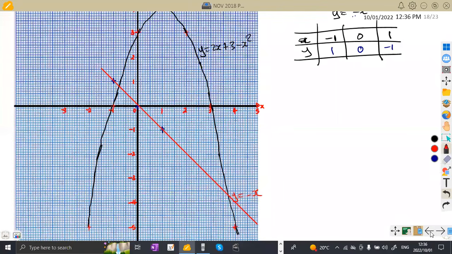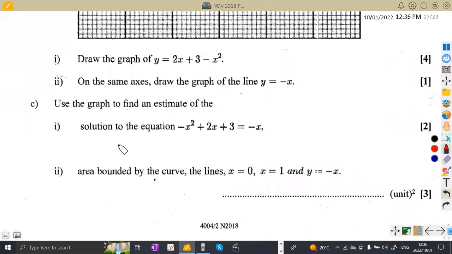Okay, what about the other part of the question? The question now is to solve this equation. So guys, this one is nothing else, because the -x² + 2x + 3 is the equation that we had before. It's just that they changed it here.